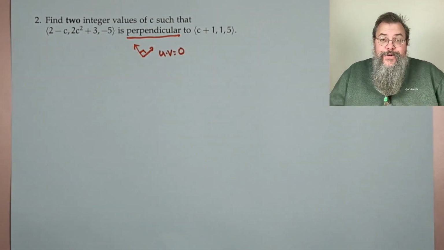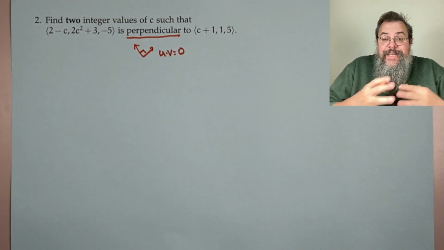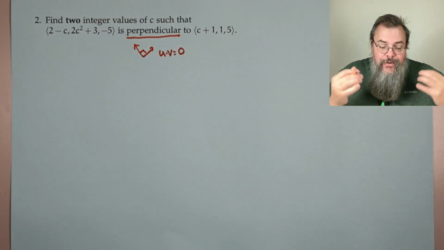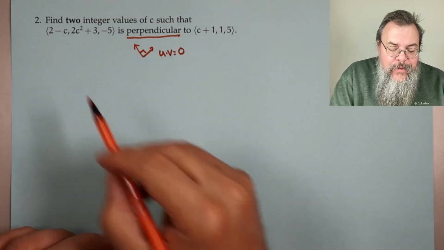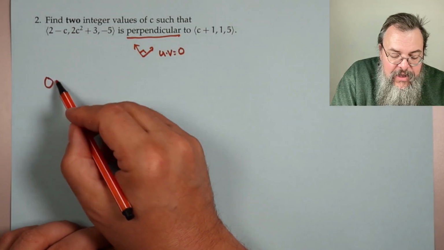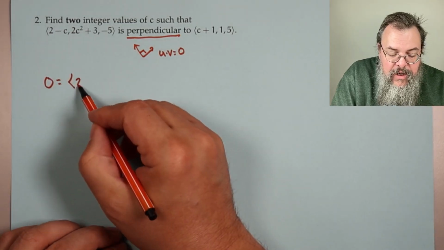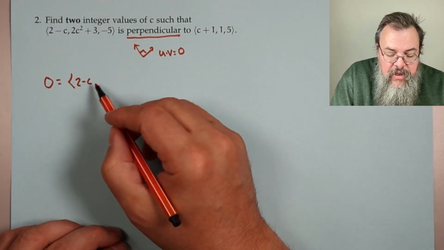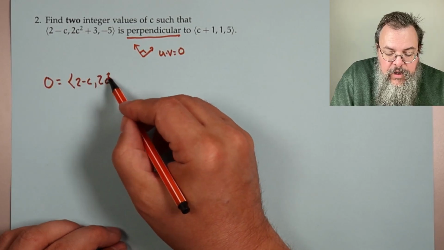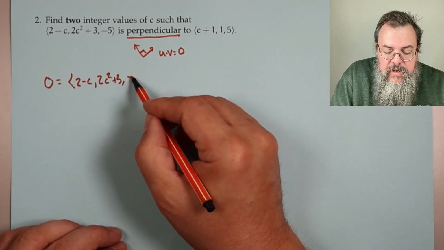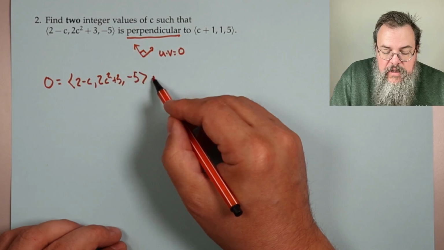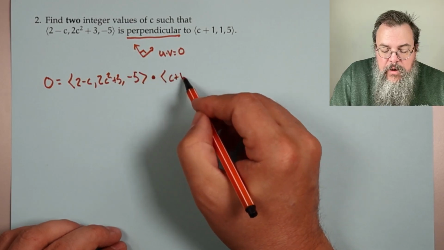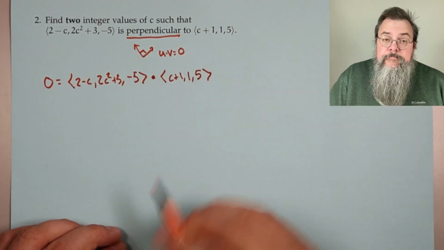So we say, oh, great, and dot products are pretty easy to compute. So we have an idea. We're going to take 0 and set that equal to the dot product. So (2 minus c, 2c squared plus 3, negative 5) dot (c plus 1, 1, 5).